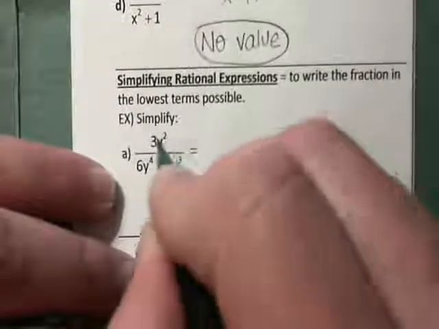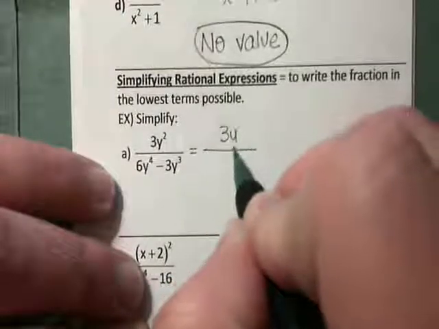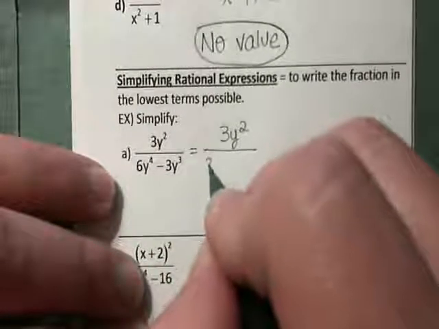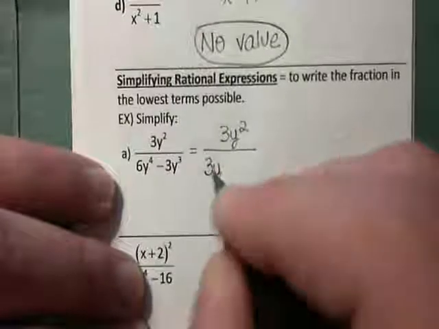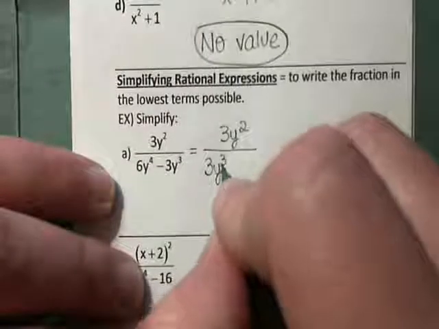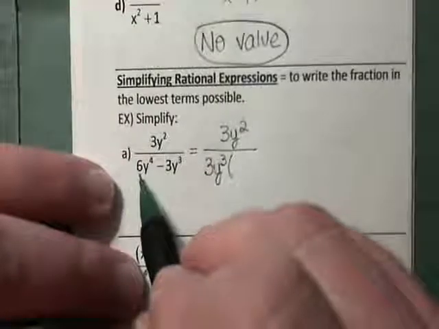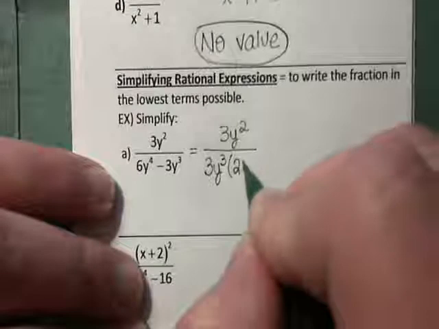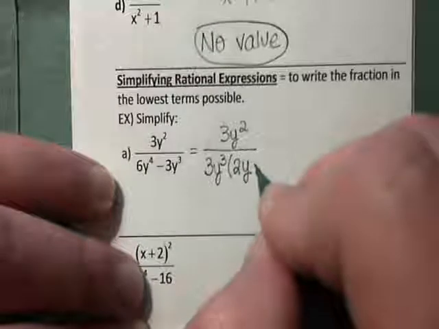So let's look. On the top, there's nothing really that I can factor, so I'm just going to copy it. But on the bottom, what can I factor from 6 and 3? Well, I can factor out a 3. Can I also factor out a y? Yes. Since this one has a 4 and this one has a 3, I picked the smallest number, which is 3. So that means I can factor 3y to the third. So 6y to the fourth divided by 3y to the third is 2y. And negative 3y cubed divided by 3y cubed is negative 1.